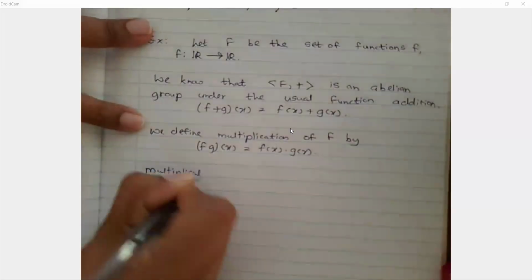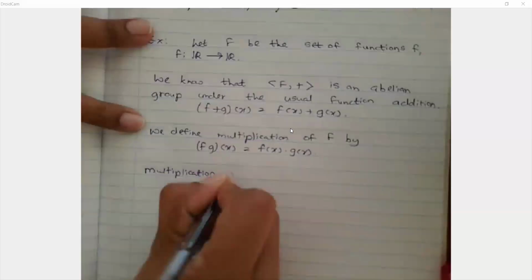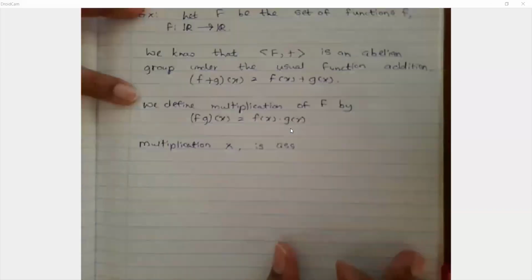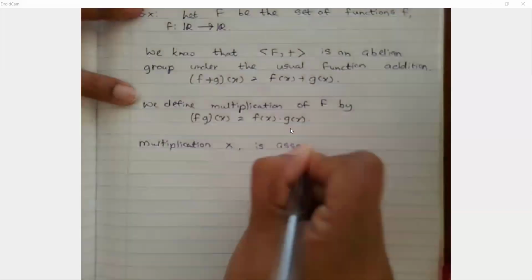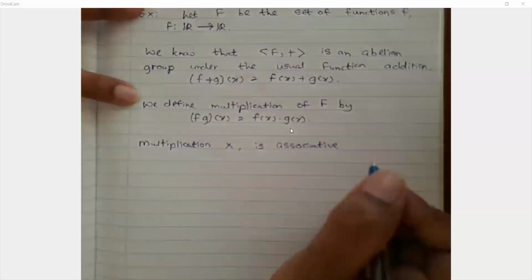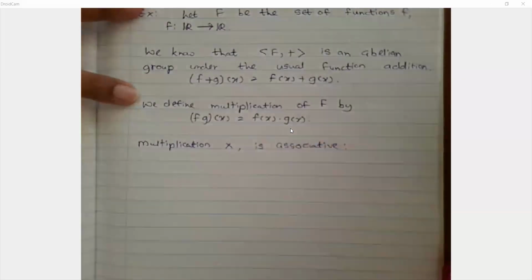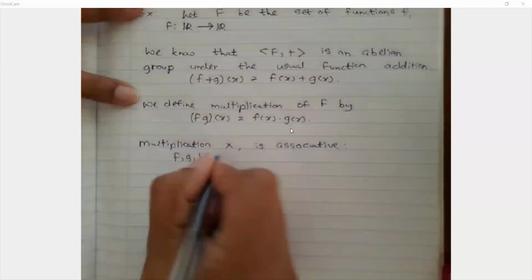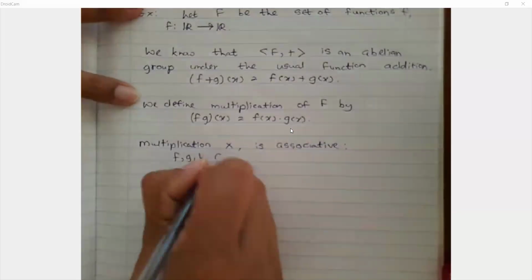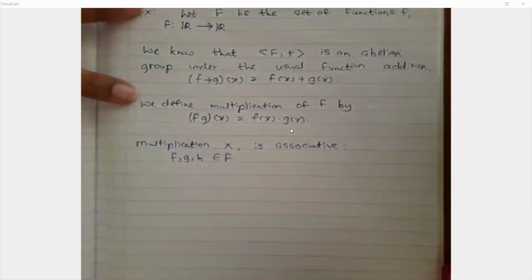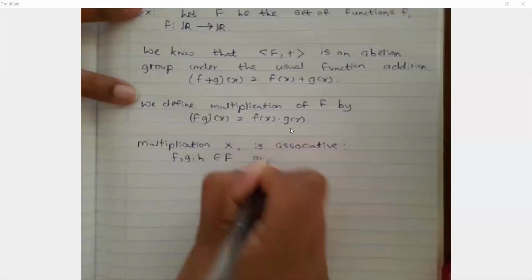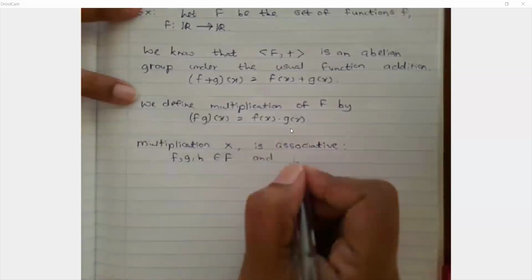Multiplication, denoted by this cross, is associative. How do we see this? Let's take f, g, h to be elements in the set F. So f, g, and h are functions from R to R. And so for any real number x.